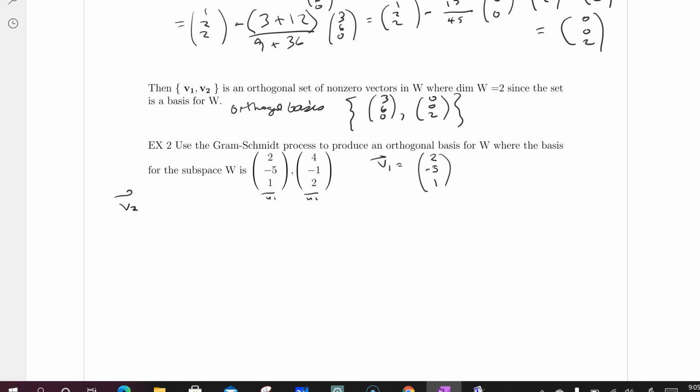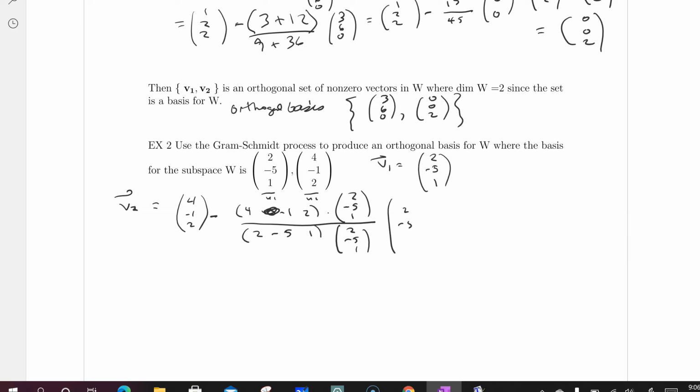So v1 will be my u2, so 4, negative 1, 2, subtract this vector here, 4, negative 1, 2, times my vector 2, negative 5, 1, right? Those two are dotted with each other. I should say dot, not times. And then I'm going to take the dot product of this 2, negative 5, 1 with this 2, negative 5, 1 times this 2, negative 5, 1.